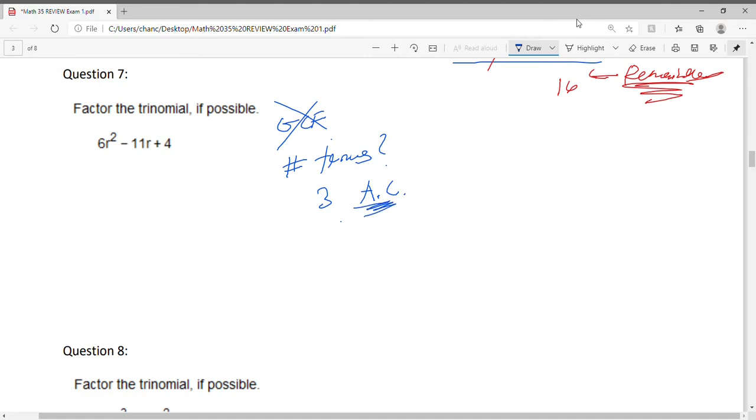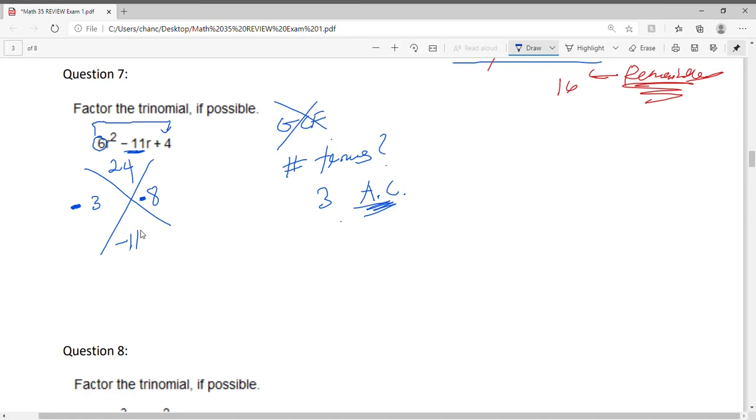In this case, since there's a leading coefficient, I'm going to use the AC method. We're going to multiply the 6 times the 4. That gives me 24. And then put the negative 11 on the bottom. Let's find two numbers that multiply to get 24, but they have to add up to get negative 11. So the two numbers are negative 3 and negative 8. That's the only way to multiply to get positive 24 and add up to get negative 11.